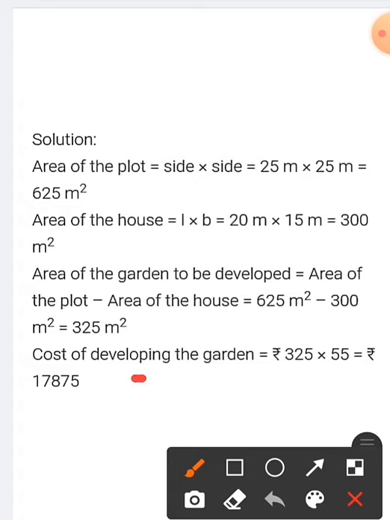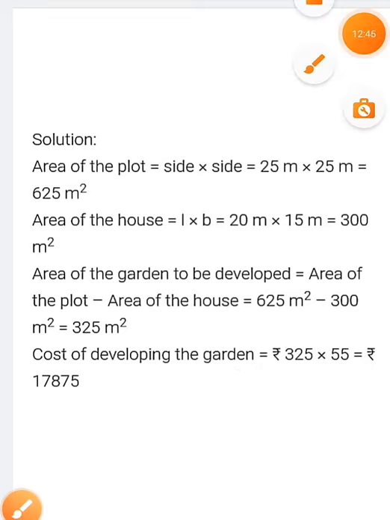So cost of developing the garden will be 325 multiplied by rupees 55, and that is rupees 17,875. So this was the solution part of question number 1 and 2. Hope you understood.